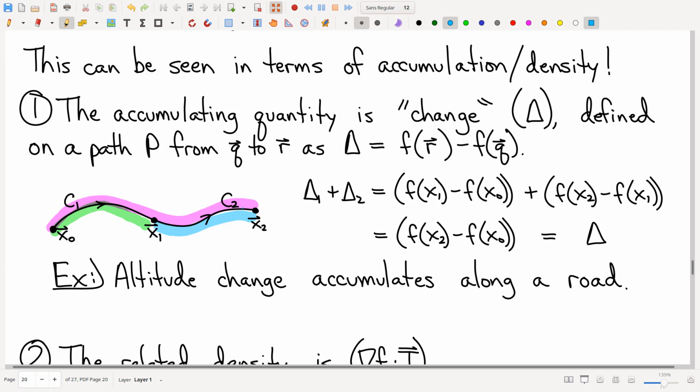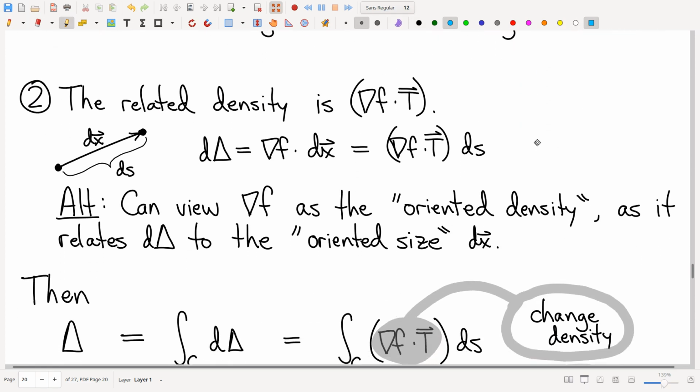How could it not? Does that make sense? If you want to see the algebra, here's the algebra, but I think that's ultimately unnecessarily tedious, and it's better to understand it intuitively. Okay, all right, so this thing called change is an accumulating quantity. Okay, what is the associated density?